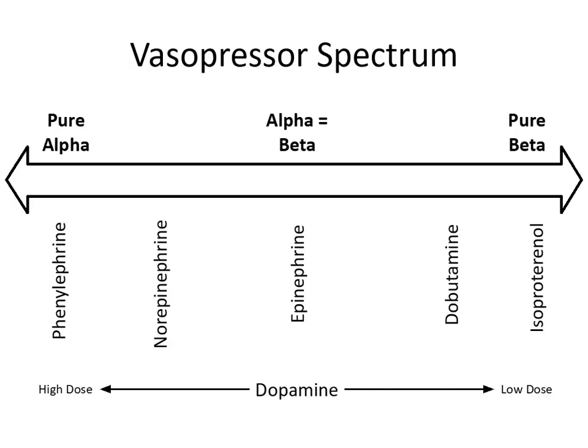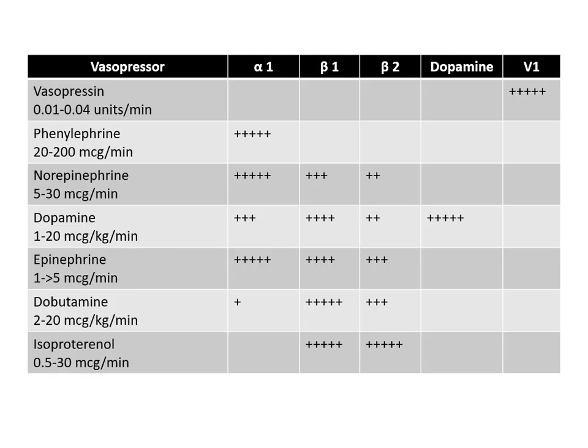In this image, I placed the vasopressors on a spectrum based on their relative affinity for alpha and beta receptors. I've listed dopamine as a separate medication on the bottom because it's different in that low doses purely target beta receptors, but at higher doses it has a tendency to target more alpha receptors. In this chart, I provided the relative strength or affinity of vasopressors for various receptors. You'll notice that vasopressin is unique in that it only targets V1 receptors. Dopamine is unique in that it targets dopamine in addition to alpha and beta receptors.